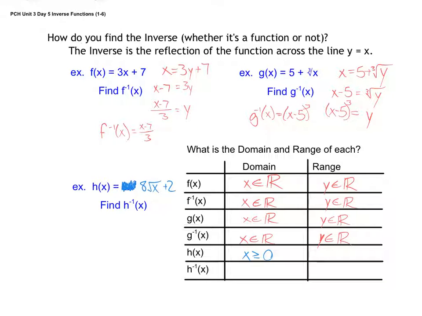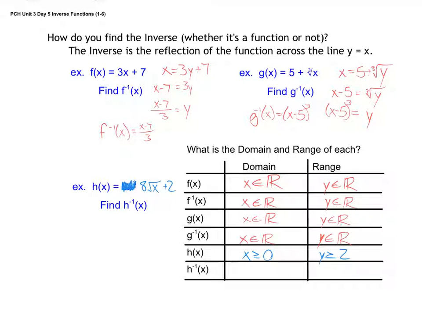Wait, are you talking about domain? Well, would adding 2 like that change my domain? No. It would change the range. What would my range be now? Y is greater than or equal to 2, right?